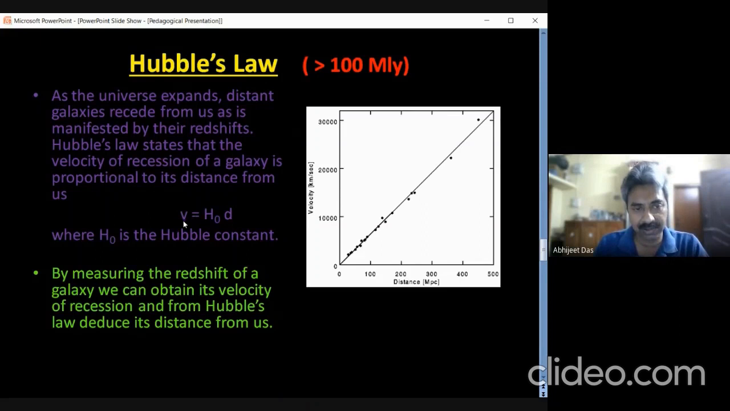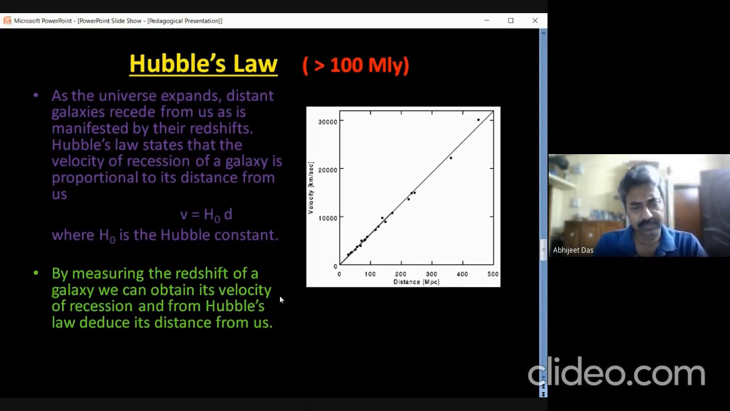So Hubble's law is given by V equal to H naught D, where H naught is a constant, Hubble's constant, which depends upon the rate of expansion of the universe. Now the velocity of a receding galaxy can be obtained by measuring its Doppler redshift. So by measuring redshift, we can directly get the velocity, and from the velocity, we can find out its distance from us. So that is how we can find out the distance of galaxies.